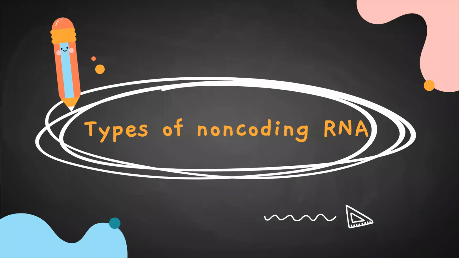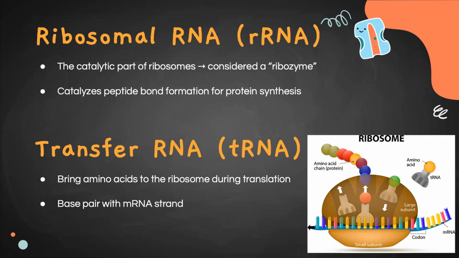Okay, so there are 2 main types of non-coding RNA that you have to know for this class: ribosomal RNA, which is rRNA, and transfer RNA, which is tRNA. A ribosome is made of two protein subunits and also rRNA. The rRNA is the part where translation occurs. It acts as a catalyst for the peptide bonds formed between each of the amino acids in the polypeptide chain. This is called a ribozyme, like a combination of the words ribosome and enzyme. That's a good way to remember it.